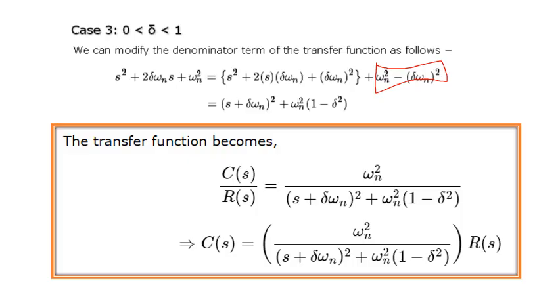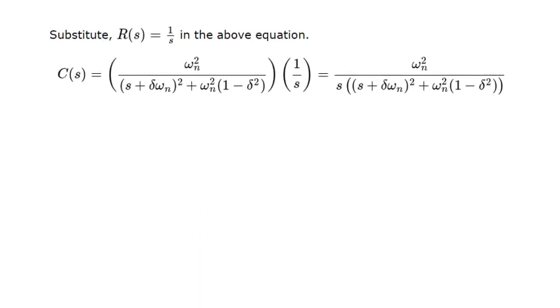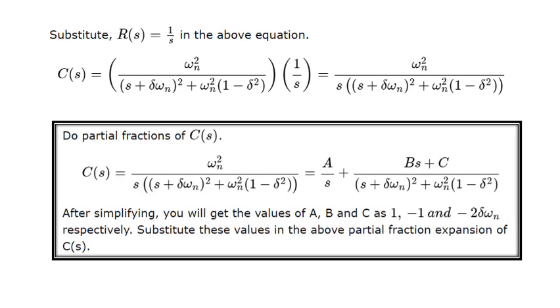So now I do the step response analysis. I first supply the step value, so R of s is equal to 1 by s. I apply it over here. Then I do partial fraction with the same procedure I'm going to adopt.